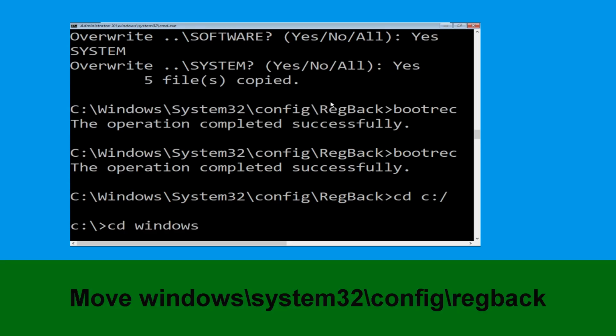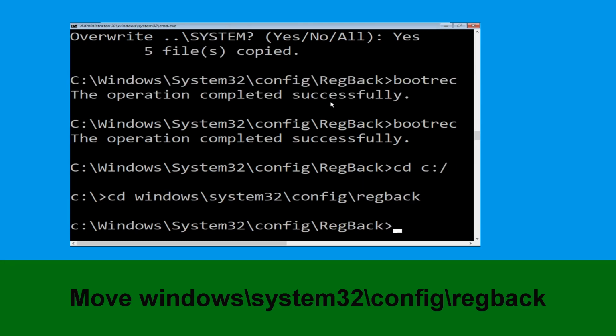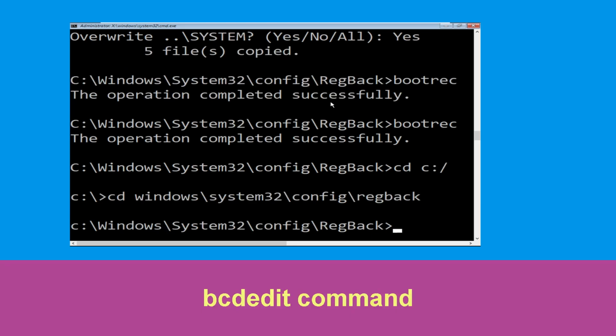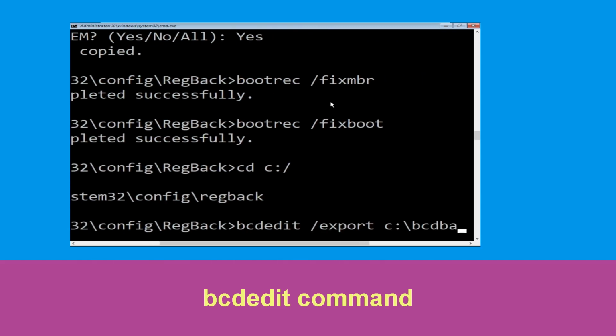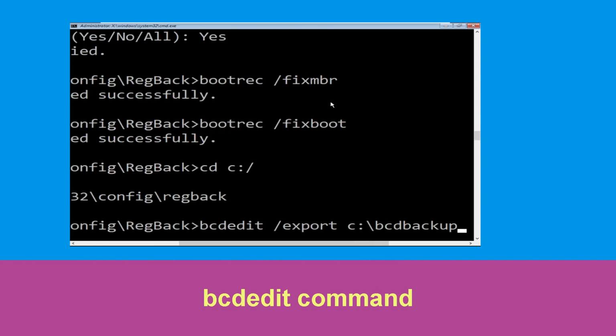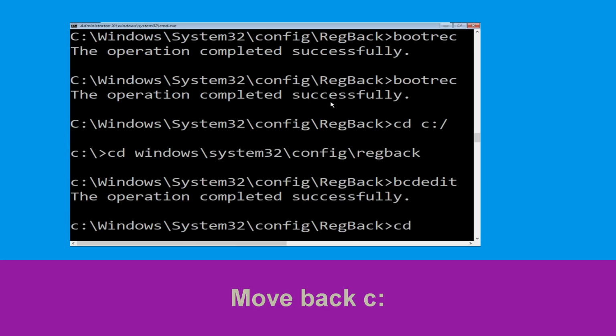Let's execute this command. Type cd space windows/system32/config/regback. Then simply we need to hit enter to execute this command. Now type this command bcdedit space /export space c:/bcd backup and hit enter. Now type cd space c:/ and hit enter.